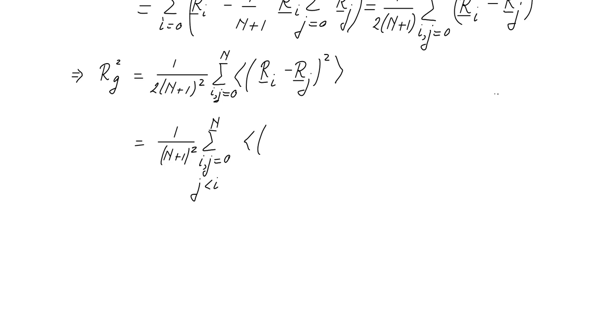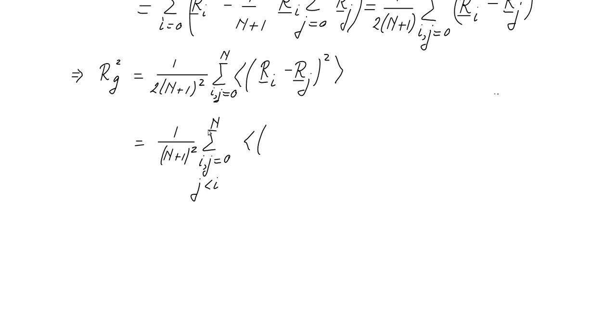Now we rewrite this expression as follows. Here we have the possibility that i is smaller than j, or it can be larger than j. Obviously, if we swap i and j, we have the same contribution, because this term is symmetric under swapping i and j. Therefore, we can just focus on the terms where j is smaller than i, and they give exactly the same contributions as the other way around.